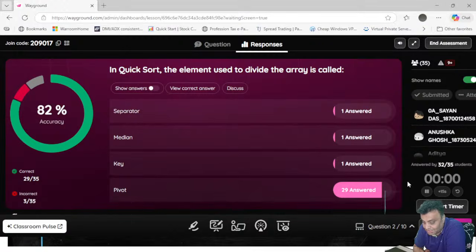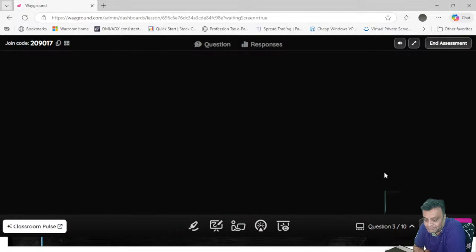Separator, median, key, anything. We are talking pivot here, which separates. You are talking separator, median, key. Not paying attention. Okay, next.